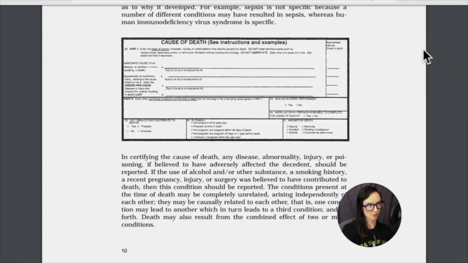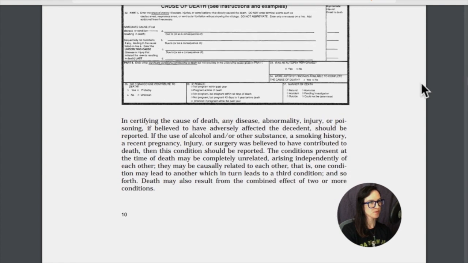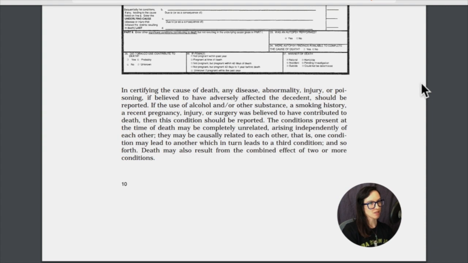And here's a copy of what a death certificate looks like, and you can see that there's these sections to write different things that it's describing. In certifying the cause of death, any disease abnormality, injury, or poisoning, if believed to have adversely affected the decedent, should be reported. If the use of alcohol and/or another substance, a smoking history, a recent pregnancy, injury, or surgery was believed to have contributed to death, then this condition should be reported.